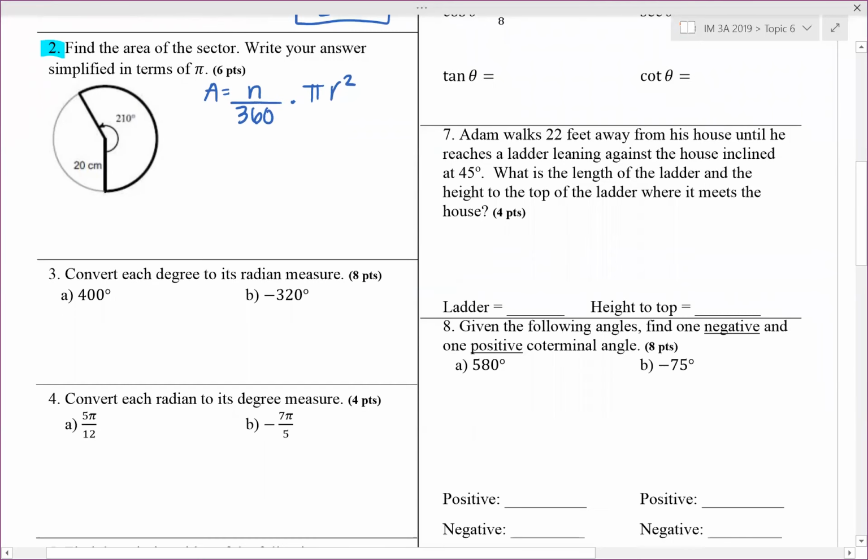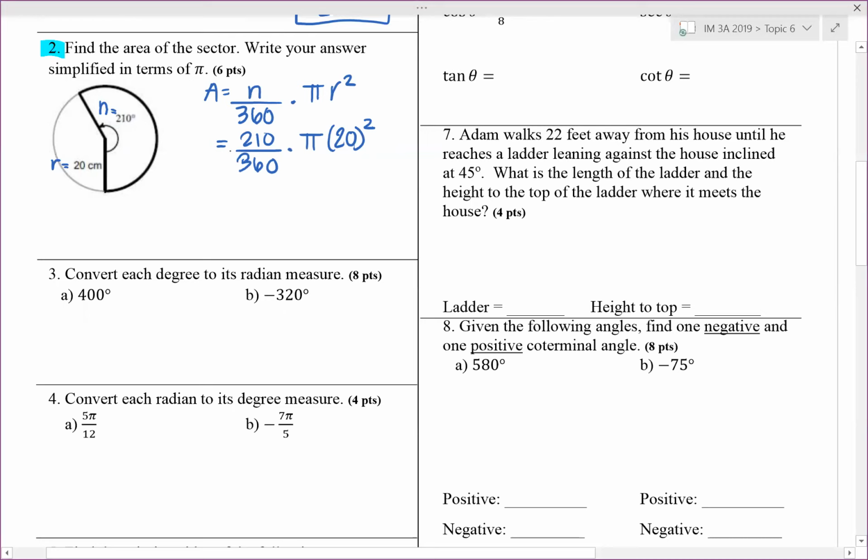So if we plug in what we know, the radius of the circle is 20 centimeters. The angle is 210 degrees. So we've got 210 over 360 times pi times 20 squared. Again, these review problems do have kind of large numbers. Know that on your quiz or test, it will not be as large.